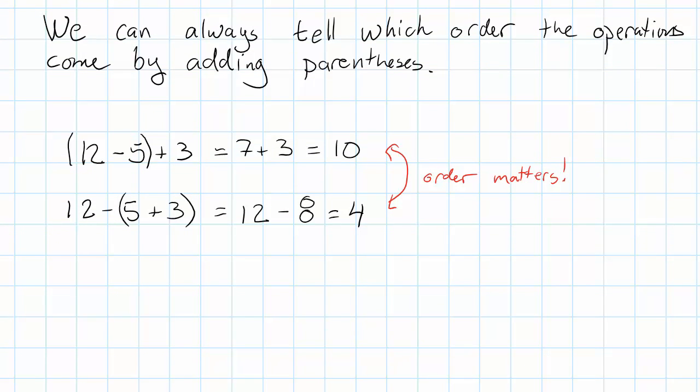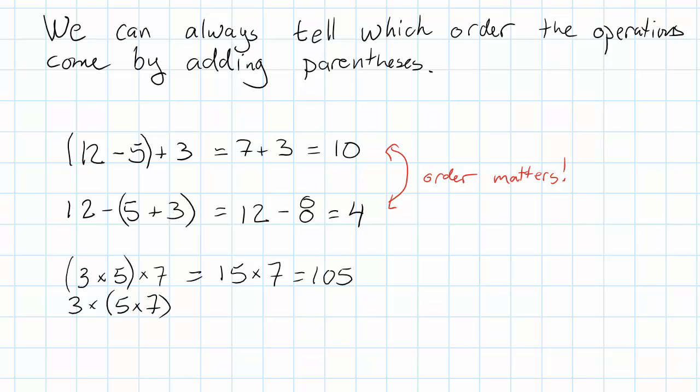Occasionally we have a situation where the order doesn't matter. For example, if I have 3 times 5 times 7, I multiply 3 by 5, I get 15. And then I take 15 times 7. That's a job for a calculator. I get 105. On the other hand, we could take 3 times (5 times 7). That'll be 3 times 35, which again happens to work out to be 105.